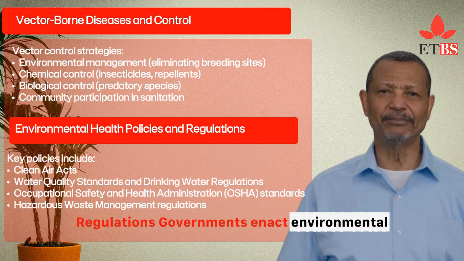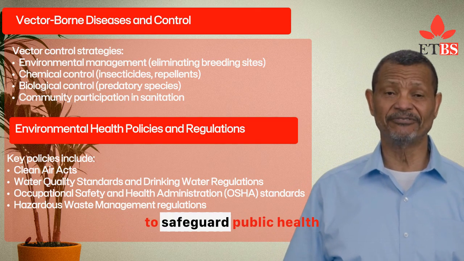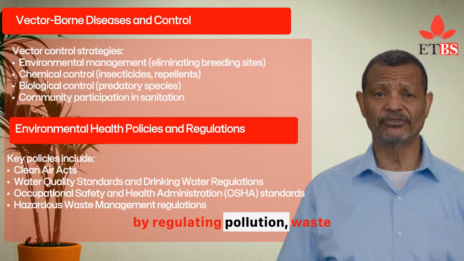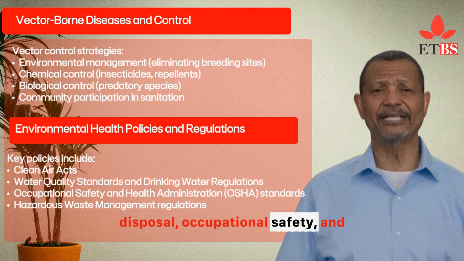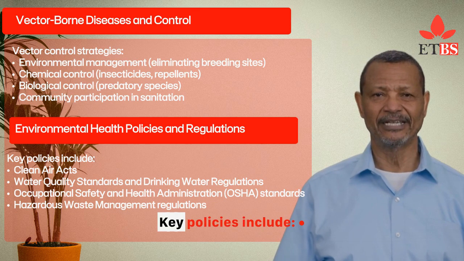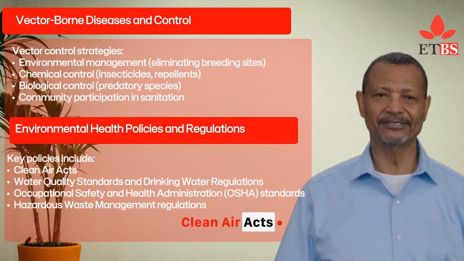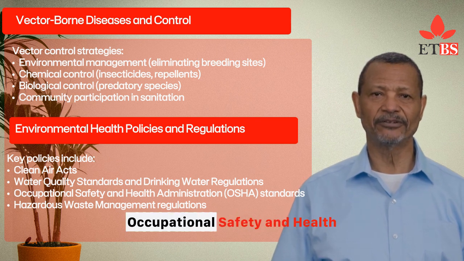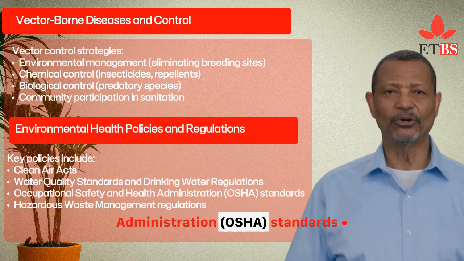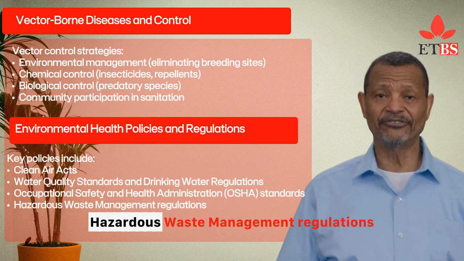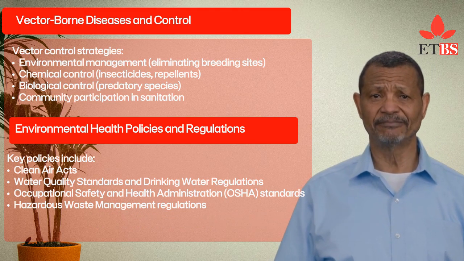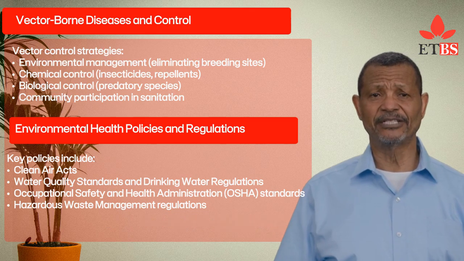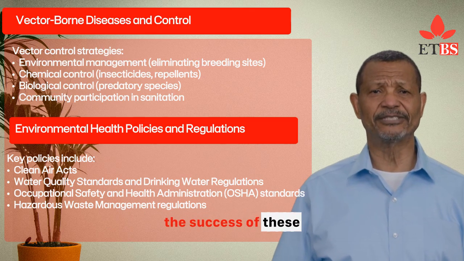Environmental health policies and regulations. Governments enact environmental health policies and laws to safeguard public health by regulating pollution, waste disposal, occupational safety, and product safety. Key policies include Clean Air Acts, water quality standards, and drinking water regulations, Occupational Safety and Health Administration, OSHA, standards, and hazardous waste management regulations. Effective enforcement and community involvement are critical to the success of these policies.